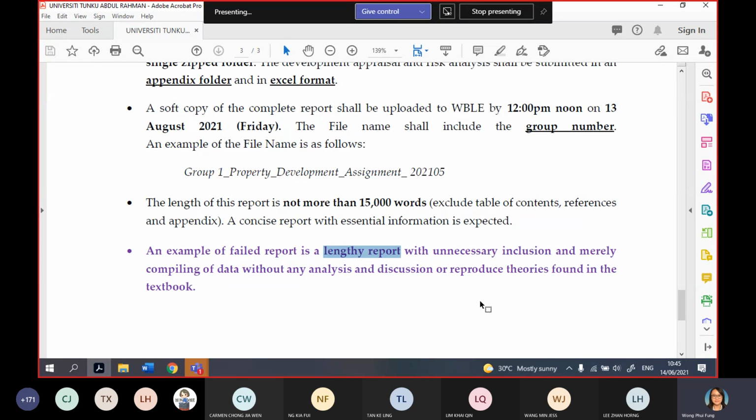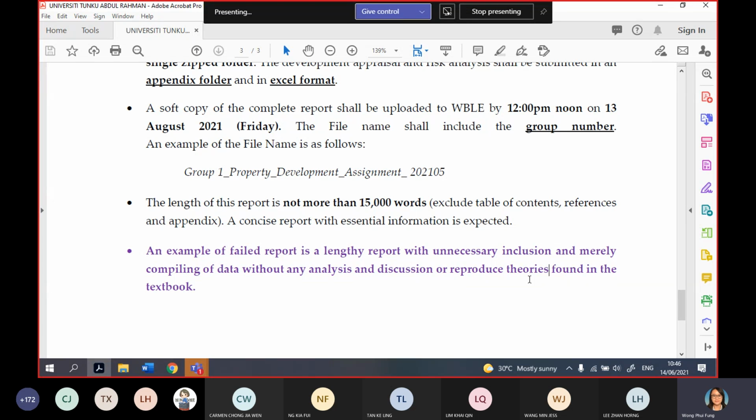An example of a failed report is one with too many things inside without necessary discussion. Merely dumping things inside without analysis or discussion. Don't give me too many theories. I don't want theory. Remember, I don't want theory. You treat me as a client. You don't give me any theory. I want it straight to the point.